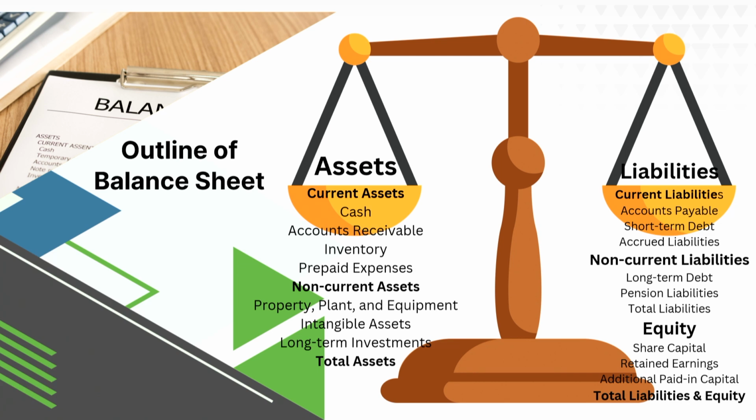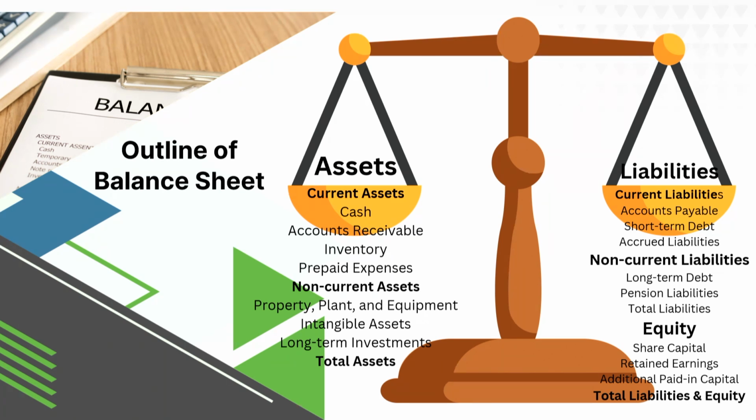Then we have non-current liabilities. Non-current liabilities are the liabilities which are paid after a span of 1 year, and they include long-term debts and pension liabilities, which are payable by the company to the outsiders of the business.